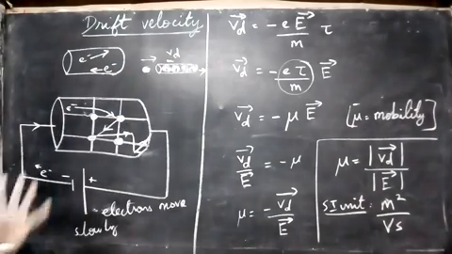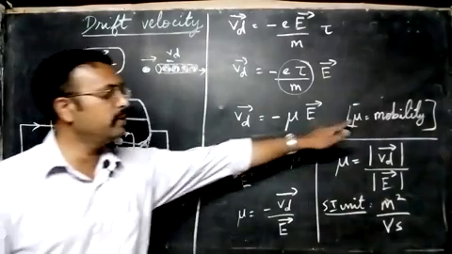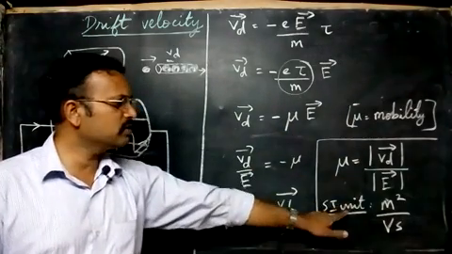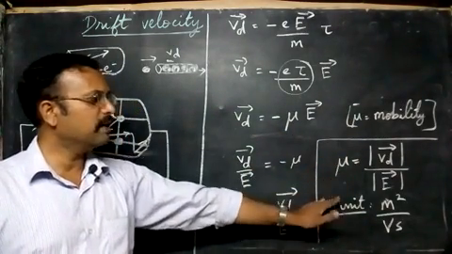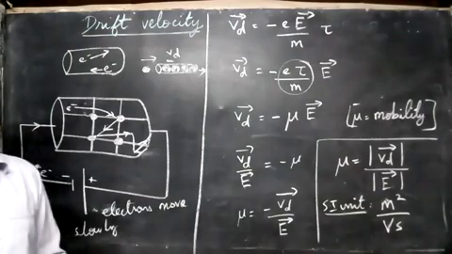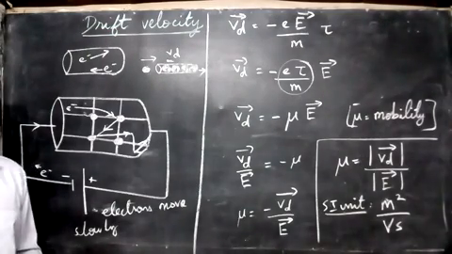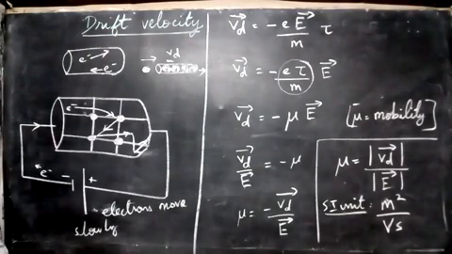Mean free time we learned, that's tau, the time between two collisions, and now we got another concept called mobility. So you just note down this value, and they may ask in 1 mark questions: define mobility, or what is drift velocity? It's a very important question.